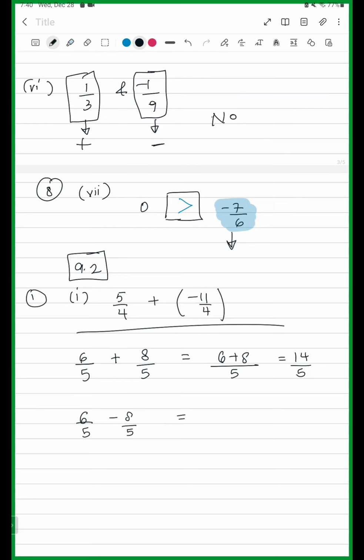Four by five. Can you repeat? 4 by 5. How is it 4? Actually, 2 by 5. 6 minus 8. Kya hota hai, bacha? We can't manage them. Integers padhaya aapne? Yeah. What is 6 minus 8?